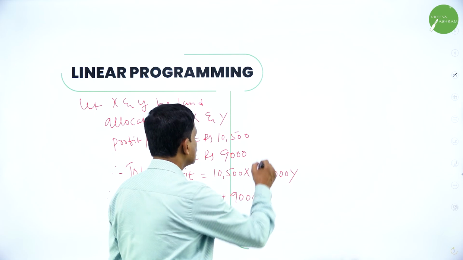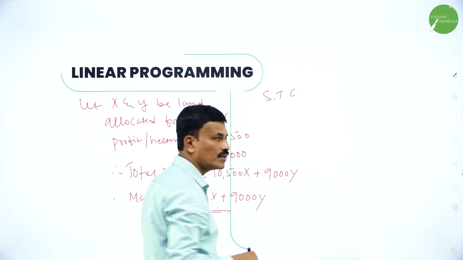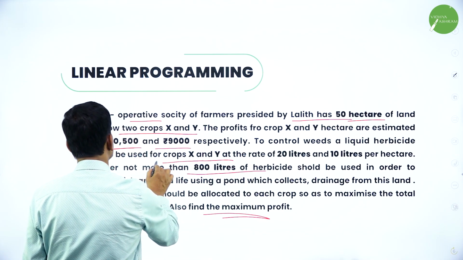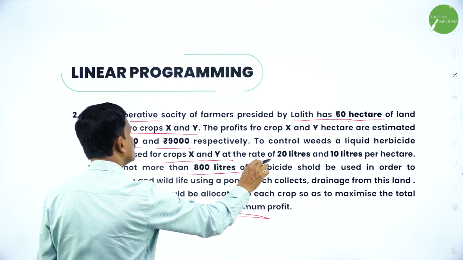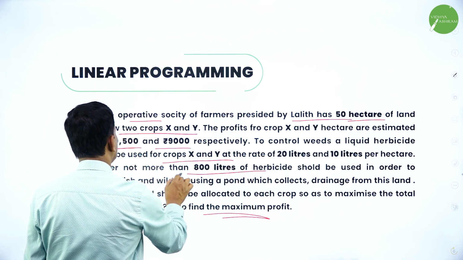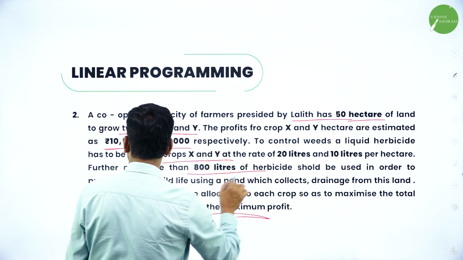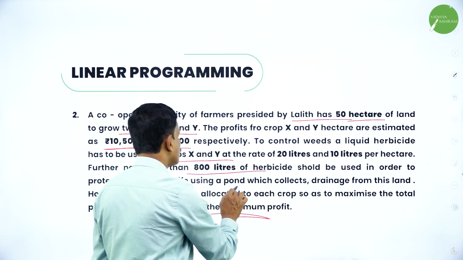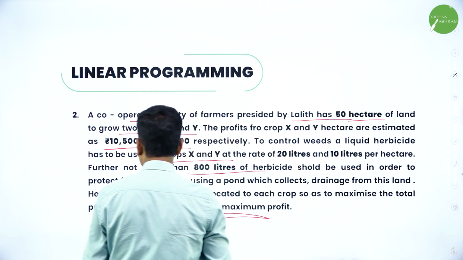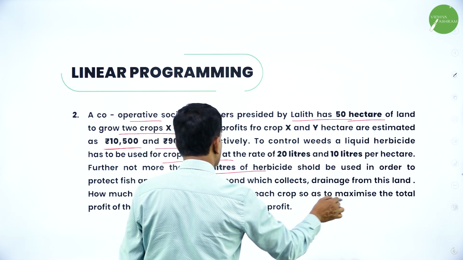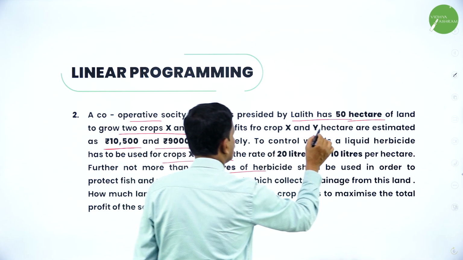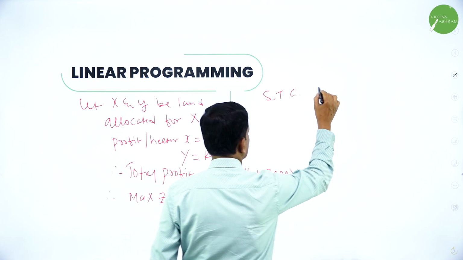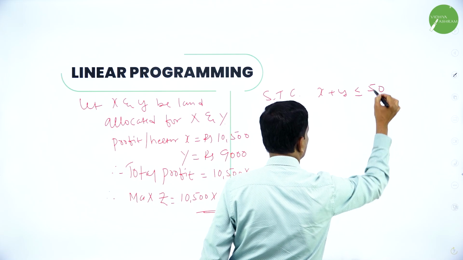Now, what are the constraints given? Subject to the constraints. What are the constraints here? To control the weeds, a liquid herbicide has to be used for crop X and Y at the rate of 20 liters and 10 liters per hectare. Further, not more than 800 liters of herbicide should be used in order to protect the fish and wildlife using a pond which collects drainage from the land. The farmer uses how many hectares of land? 50 acres. So, therefore, here the constraints are X plus Y is less than or equal to 50, right.